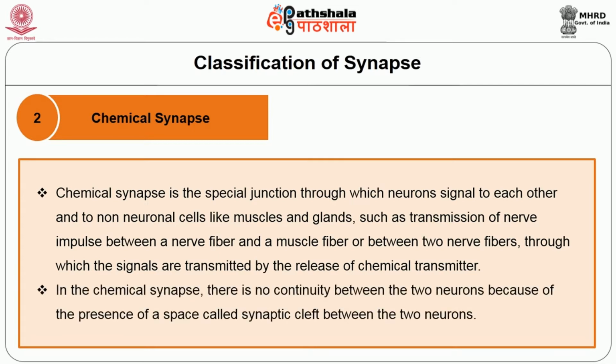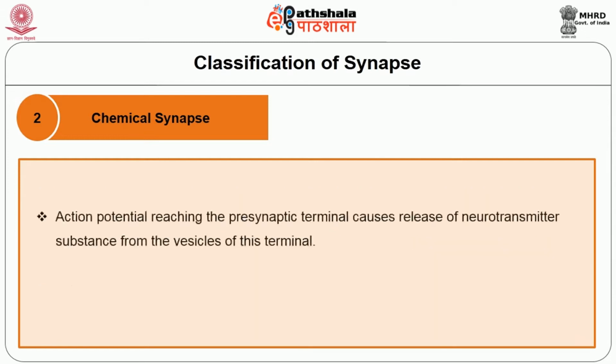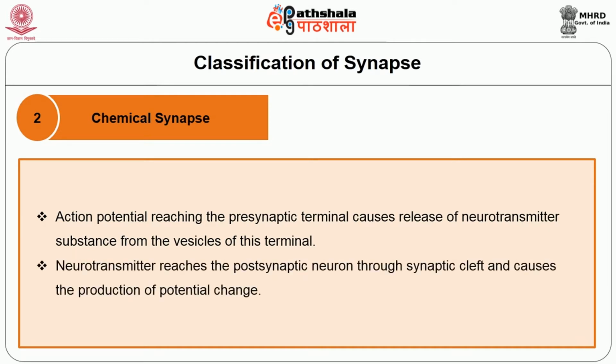In the chemical synapse, there is no continuity between the two neurons because of the presence of a space called the synaptic cleft between the two neurons. The action potential reaching the presynaptic terminal causes the release of neurotransmitter substance from the vesicles of this terminal. Neurotransmitter reaches the postsynaptic neuron through the synaptic cleft and causes the production of potential change.